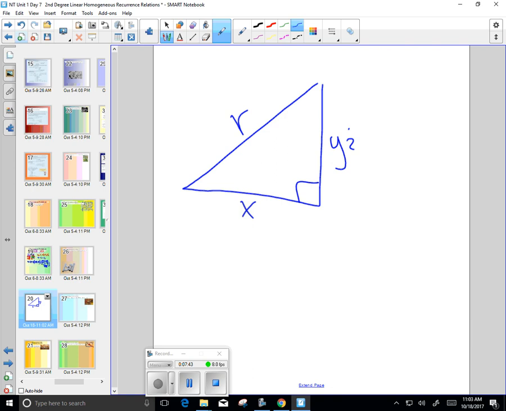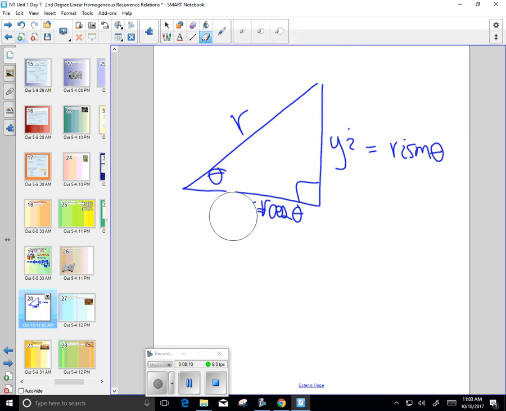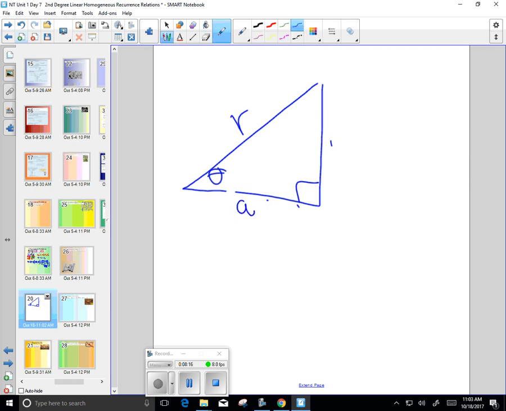And one of the things that we did is we said x is equal to the cosine of theta times r, and y i is equal to r times the sine of theta times i. Does that sound familiar? Oh, yeah, but it makes sense. So let's do this even easier. Let's just call this cosine of theta, sine of theta.